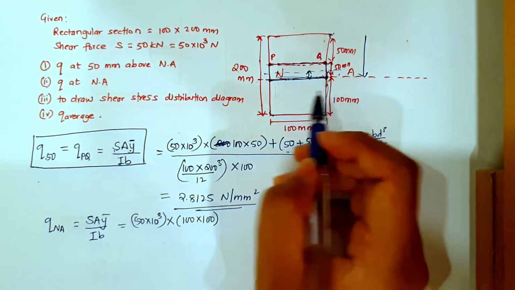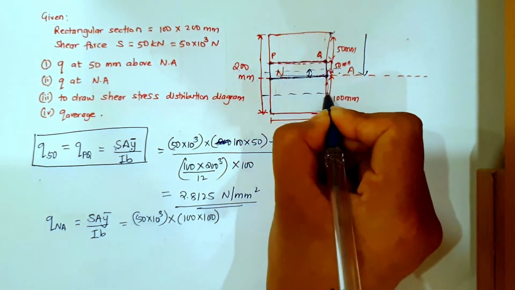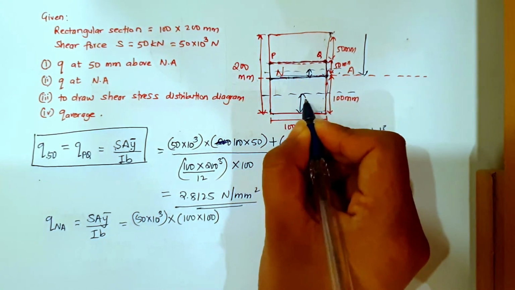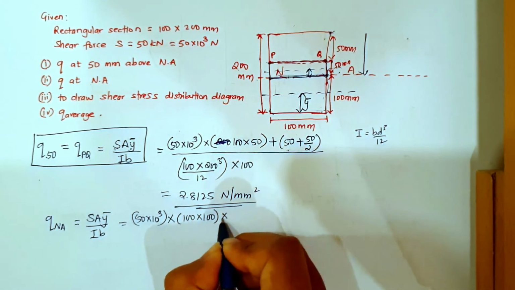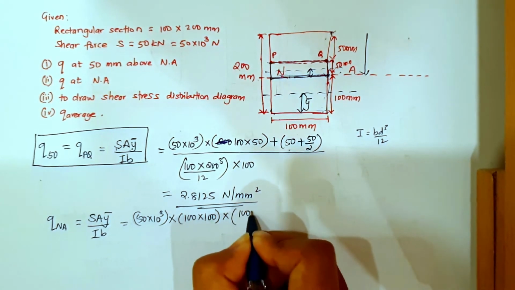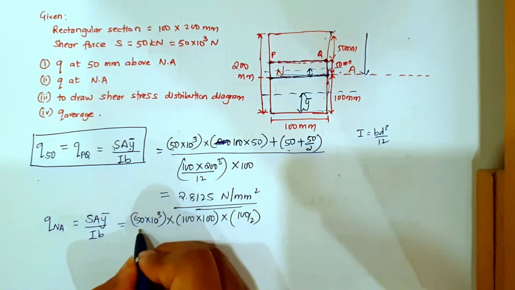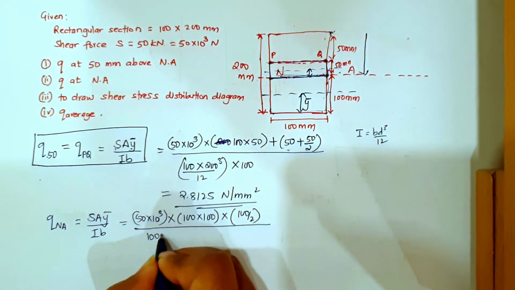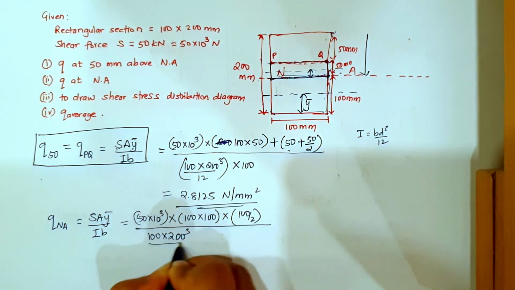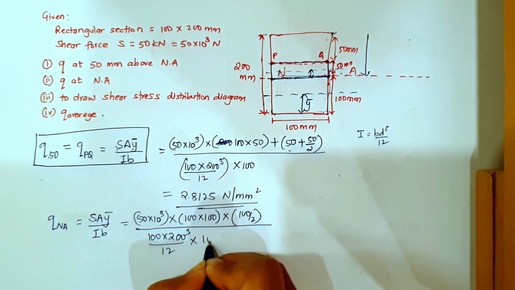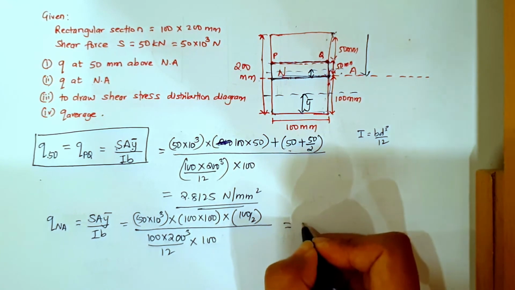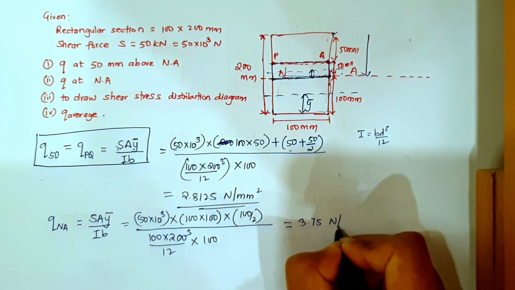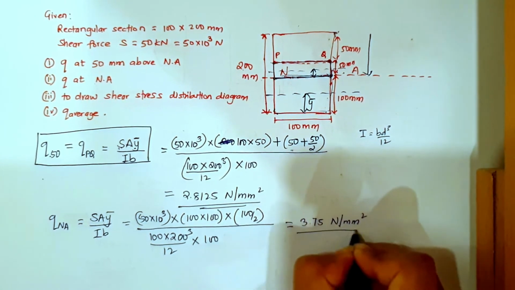Now y bar कितना होगा? इसका आधा, इतना होगा y bar, right. So how much is this? This is 100 divided by 2, divided by, ये सेम रहेंगे, 100 into 200 cube divided by 12 into 100. So from here you will be getting shear stress equal to 3.75 Newton per mm square.